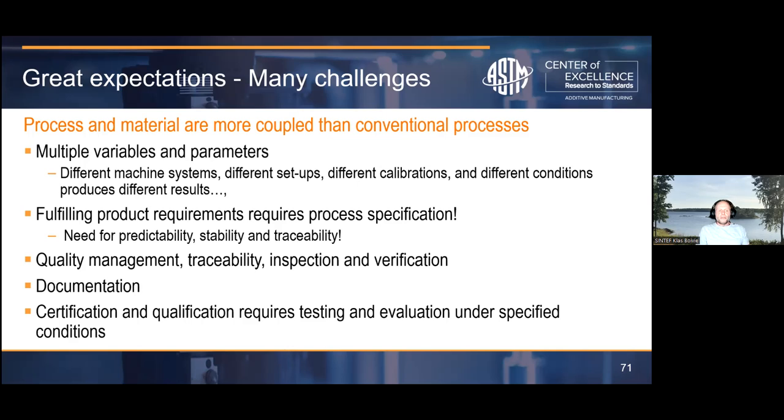How can you ensure that you can fulfill the product requirement? You need to have very good process specifications. You need predictability, stability and traceability in the process every time you build it, in particular if it's industrial manufacturing, because then you need to be very sure about the properties in your final product, wherever you built it, whichever machine you've used. So there are some challenges in quality management. You need to be able to develop a system for traceability, for inspection and verification of the product, and you need documentation. Certification and qualification require testing and evaluation, and you also need specified conditions.